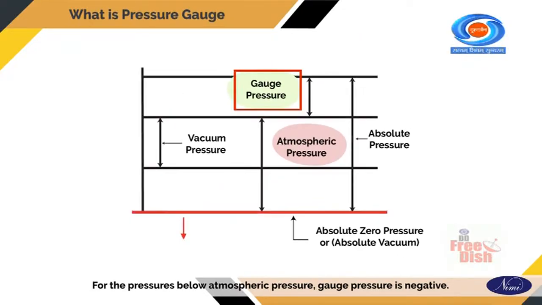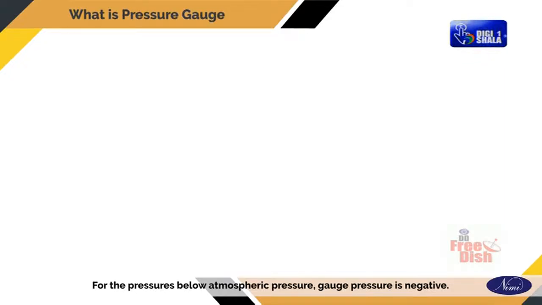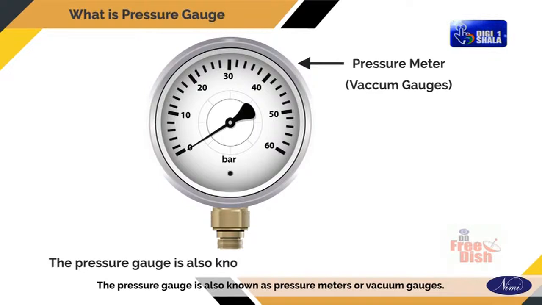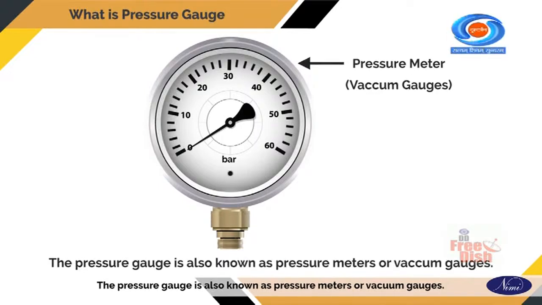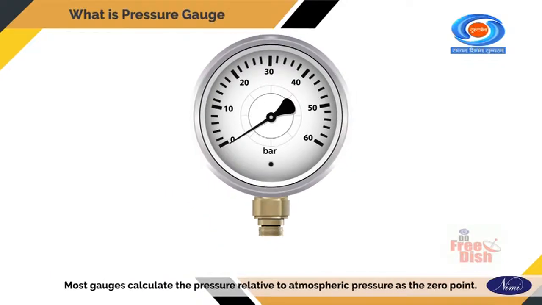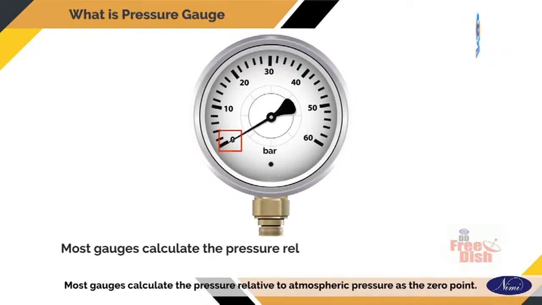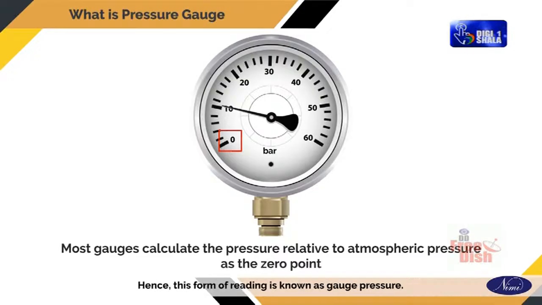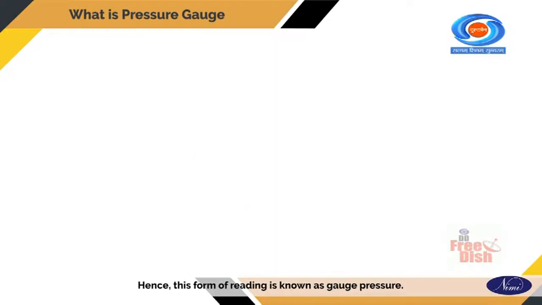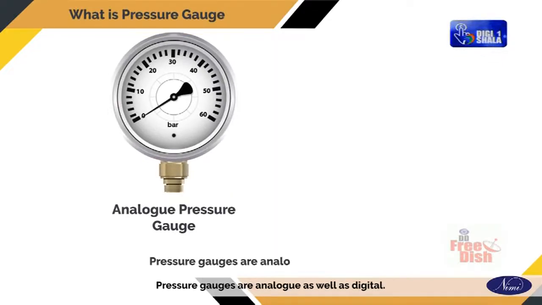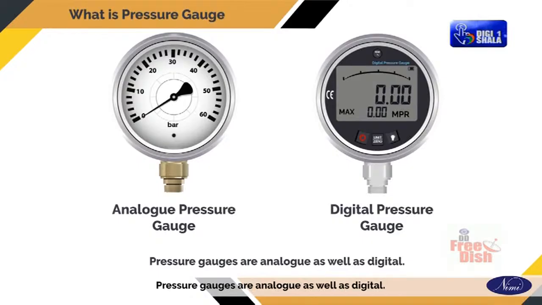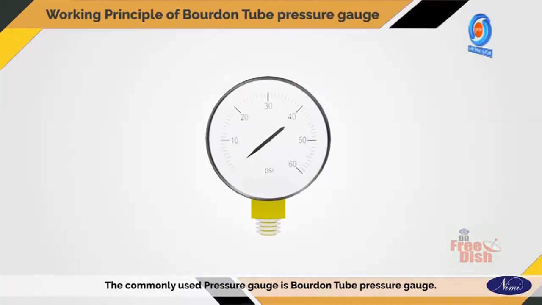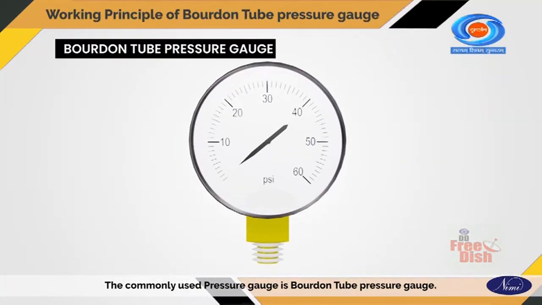For the pressures below atmospheric pressure, gauge pressure is negative. The pressure gauge is also known as pressure meters or vacuum gauges. Most gauges calculate the pressure relative to atmospheric pressure as the 0 point. Hence, this form of reading is known as gauge pressure. Pressure gauges are analog as well as digital. The commonly used pressure gauge is Bourdon tube pressure gauge.